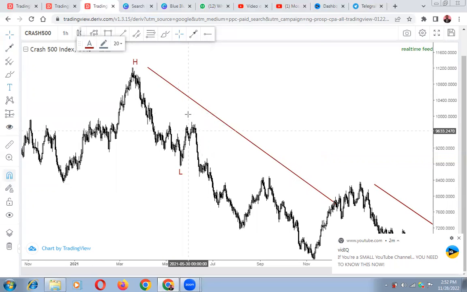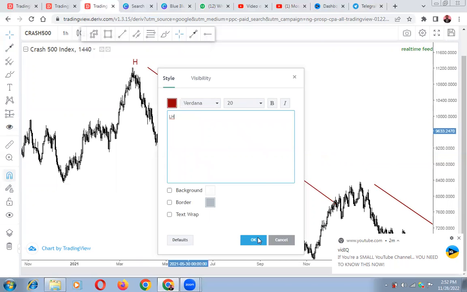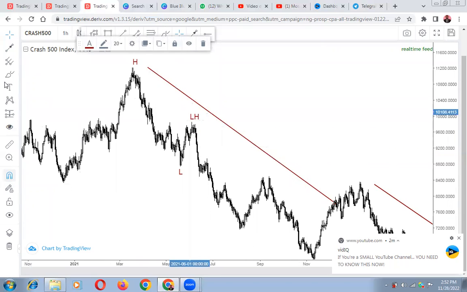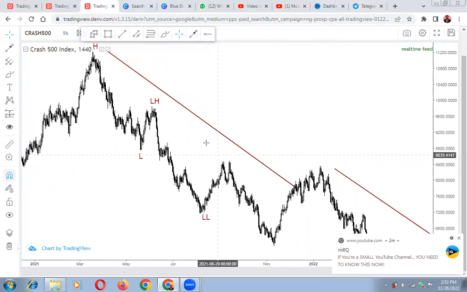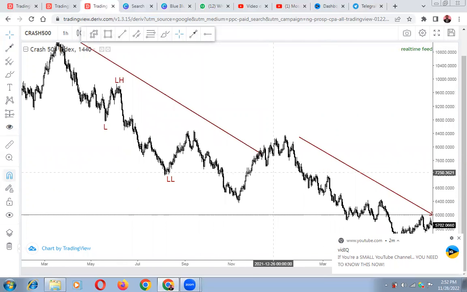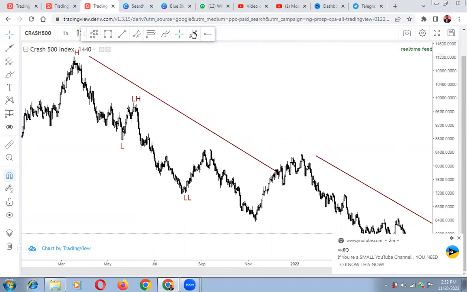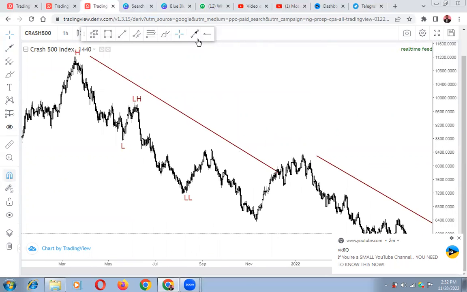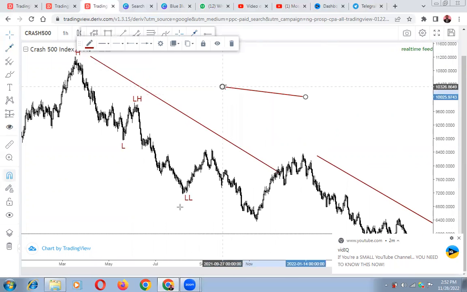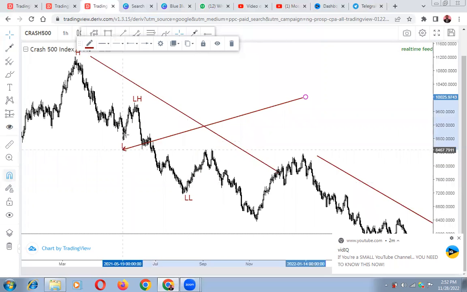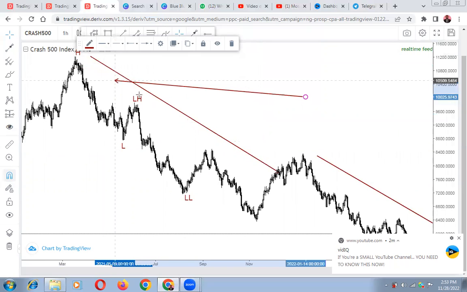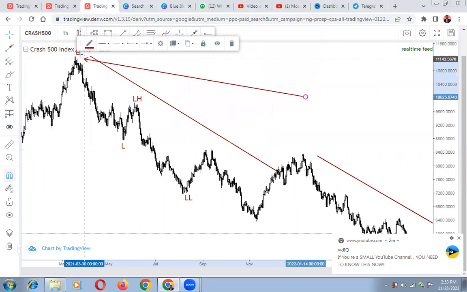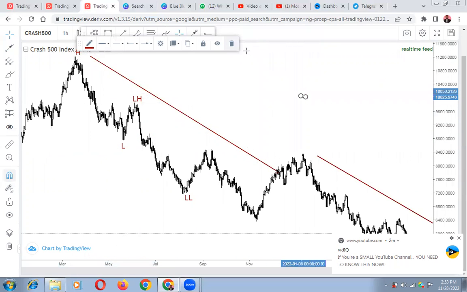Okay, this is my lower high. This is my lower low. Now, why did I call this place a lower high? Because it is actually a high, but in respect to this, it is a lower high. It is higher than this, but lower than this. So this is a lower high because it is higher than this low and lower than this high.